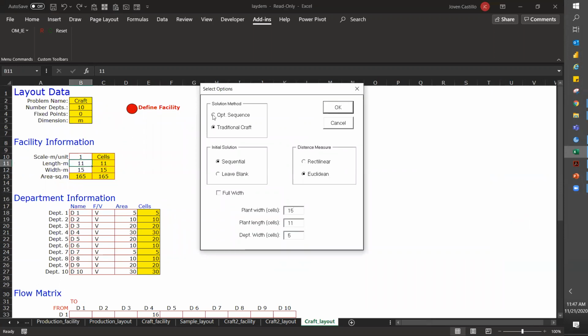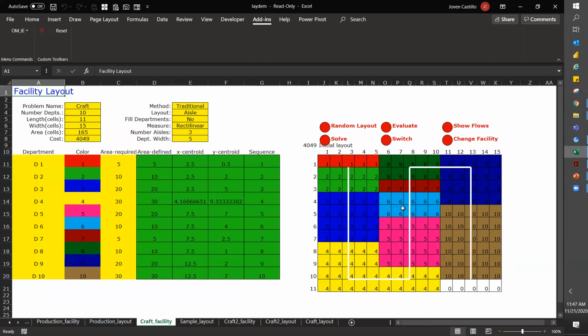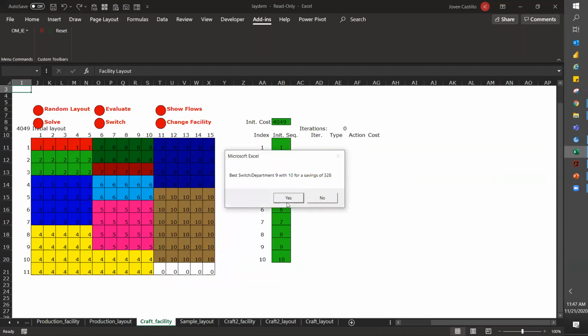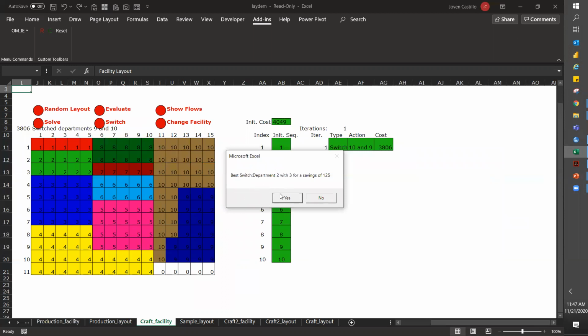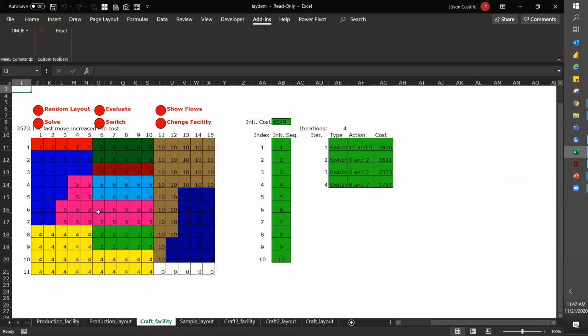Ayan, so ito yung example. It could be an optimal sequence or traditional graph. You may measure it using rectilinear or Euclidean. And then ito, pwede nating i-define. Then you just need to recreate it. And then magsasuggest siya ng ganyan. And if you want to see for improvement, ayan, napapansin niyo yung improvement. And then meron na tayong final layout pag wala nang isiniswitch. And then ito yung ating load distance na cost or yung ating Z na hinahanap.